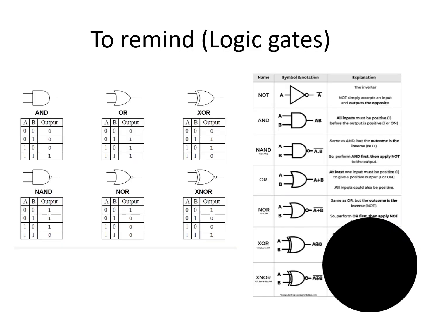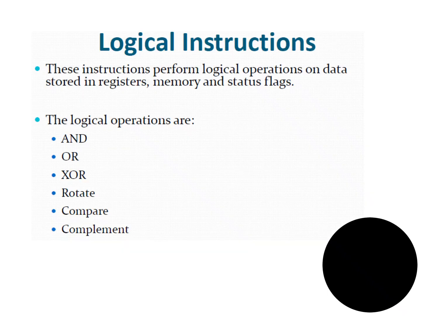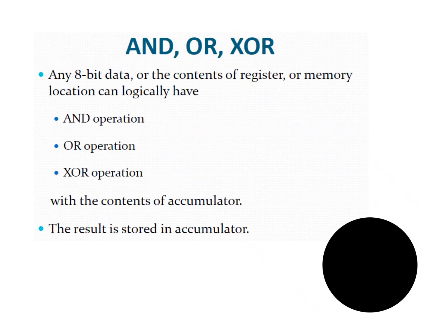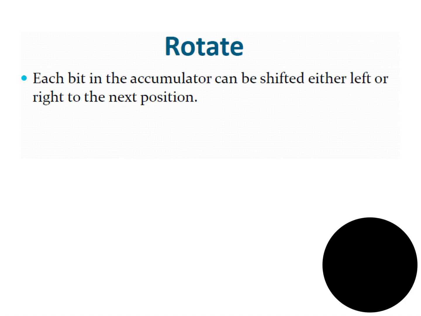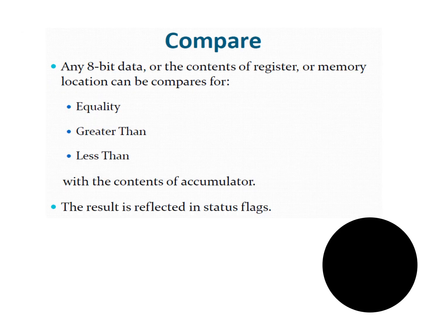Okay, next coming to the logical instructions, we have AND, OR, XOR, NAND, NOR, like that. Okay, so here the logical operations. Similarly we have rotate instructions, compare instructions, complement instructions. So complementing is nothing but 0 to 1 and 1 to 0, likewise. Okay, so all that, finally the result will be stored in the accumulator. So rotate is nothing but each bit can be shifted left or right. Either it will be along with the carry or not with the carry.